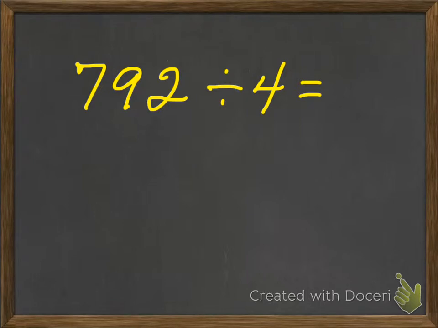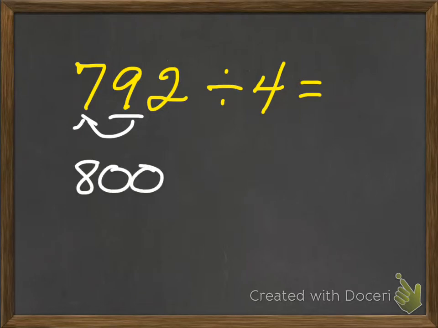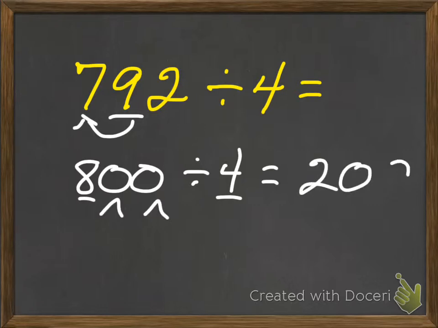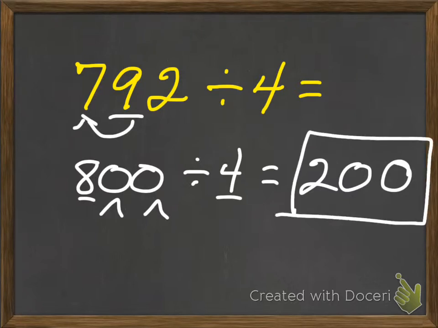Number 2, or the next one. 792 divided by 4. I'm going to round that up to the nearest hundred, and that gives me 800 divided by 4, because 792 is very close to 800. And 8 can be divided by 4. There's my fact family there. 8 divided by 4 is 2. And I tack on my 2 zeros, and I get 200. So 792 divided by 4 is about 200.